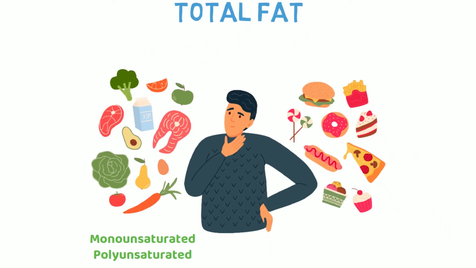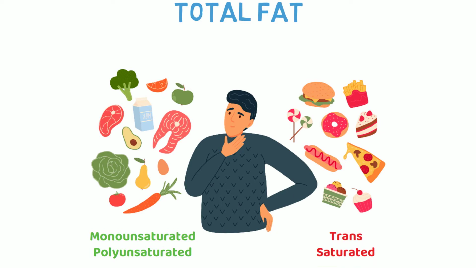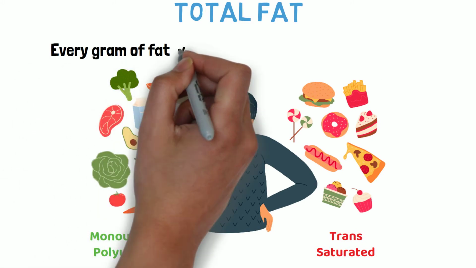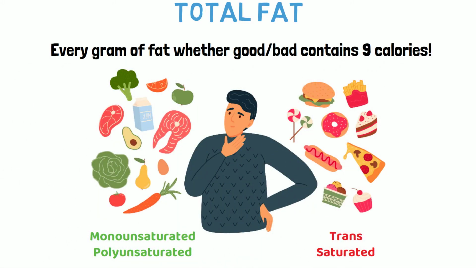The good fats being the monounsaturated and polyunsaturated fats, while the bad fats being the trans fats and the saturated fats. It's noteworthy, guys, that these are not called good and bad fats because good fats contain fewer calories than bad fats, as every gram of fat, whether good or bad, contains 9 calories. Conversely, they are called good and bad fats due to the positive or negative attributes associated with them.